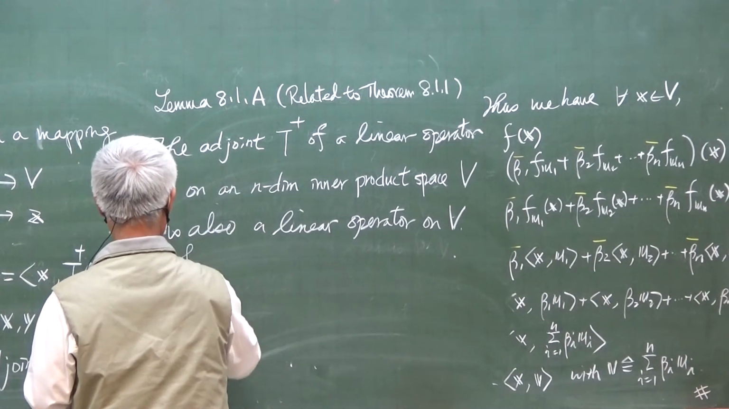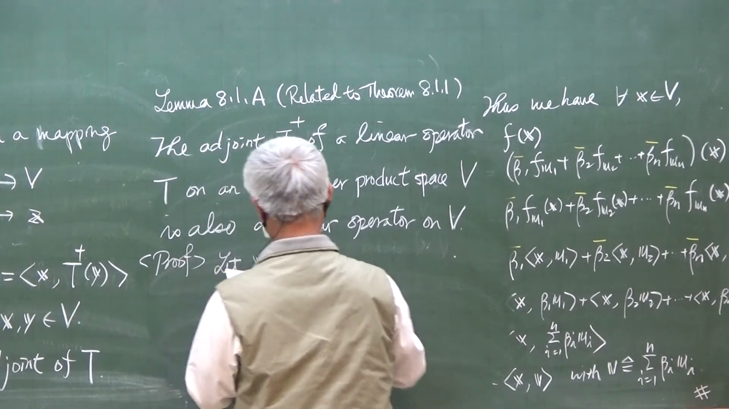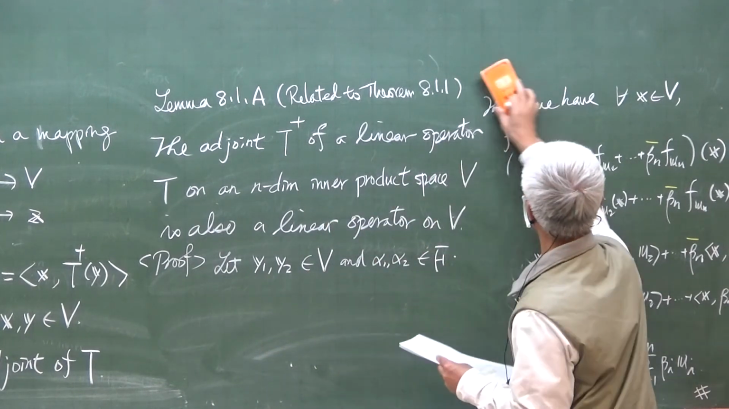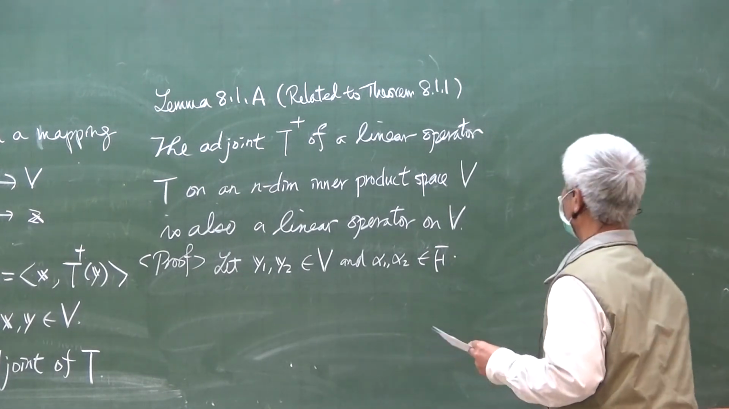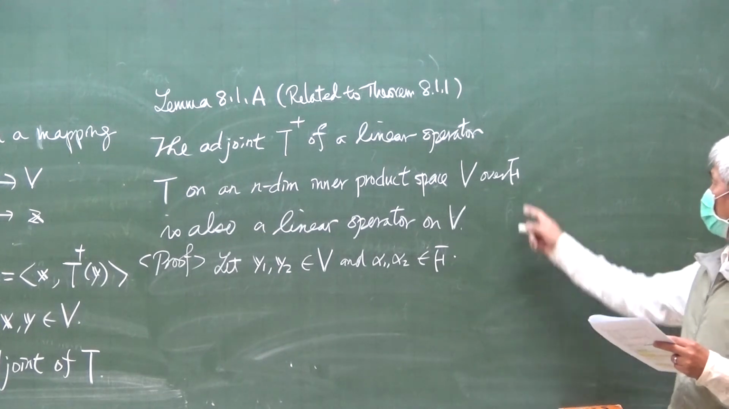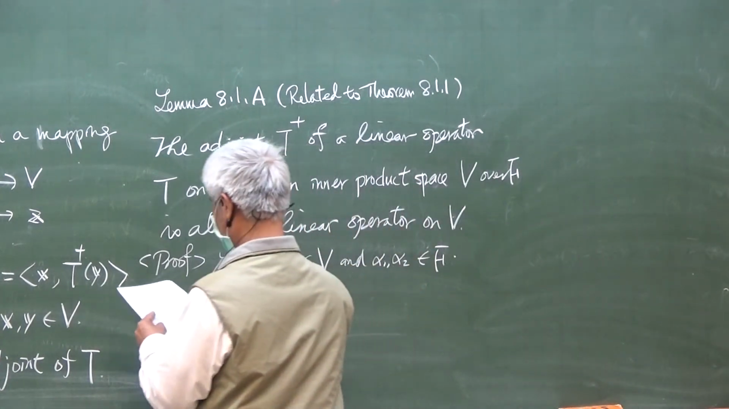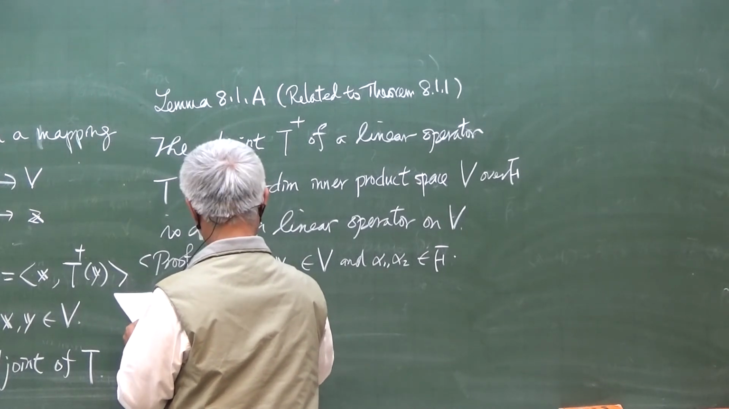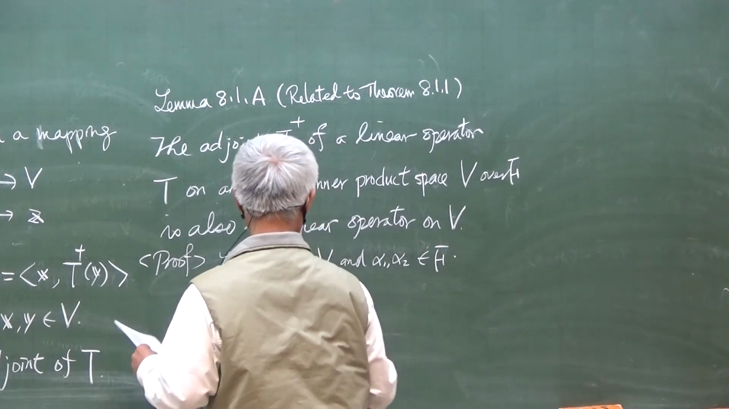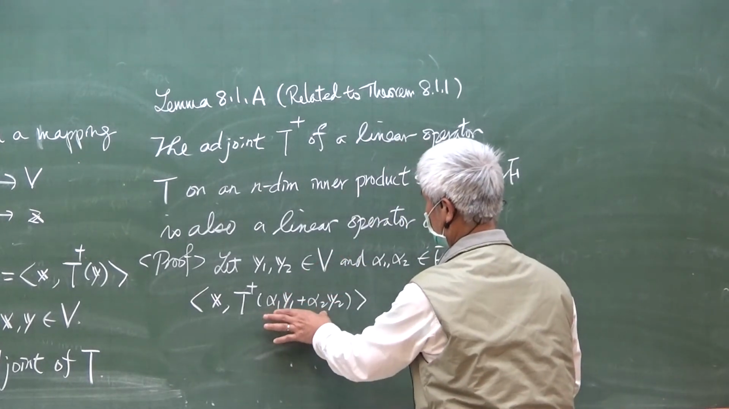Okay. The proof. Let y1, y2 be two vectors in V and alpha 1, alpha 2 be scalars, maybe I say over F, to specify it's a scalar field. So F can be R or C. So now we have two vectors, and we take T† of alpha 1 y1 plus alpha 2 y2. So we'll see the action of T† on the linear combination of y1 and y2.